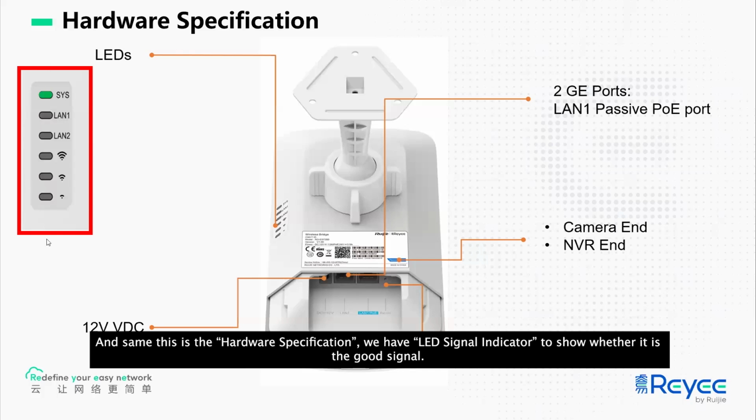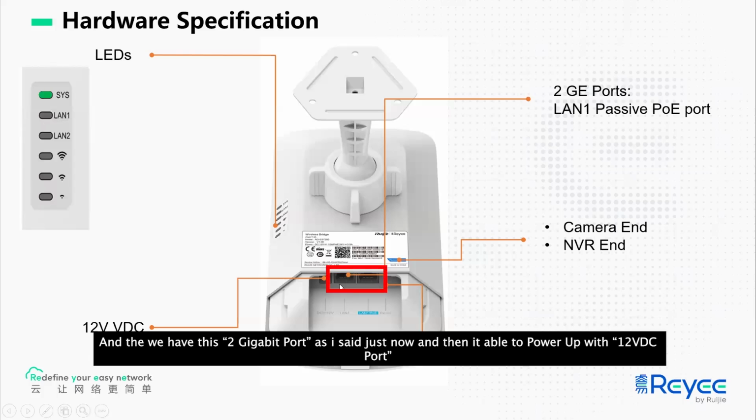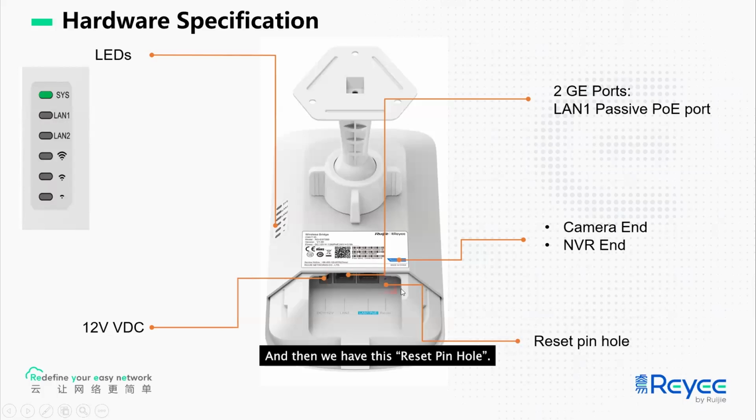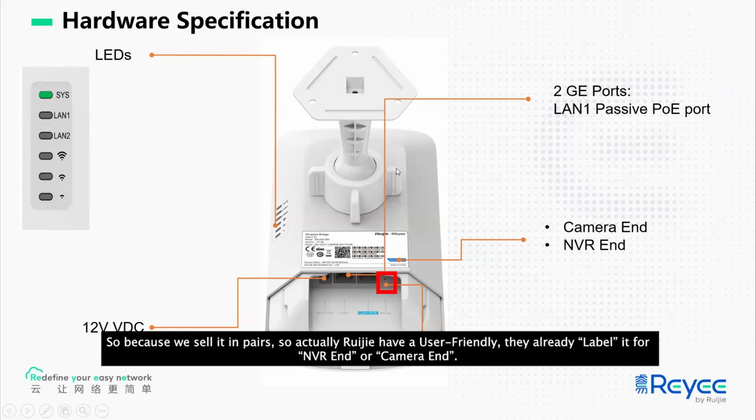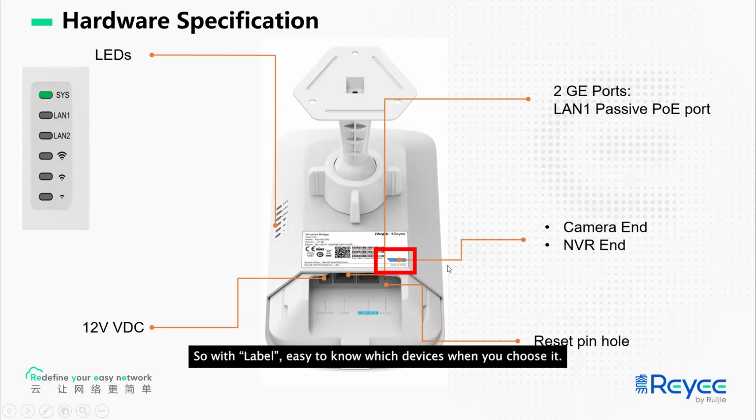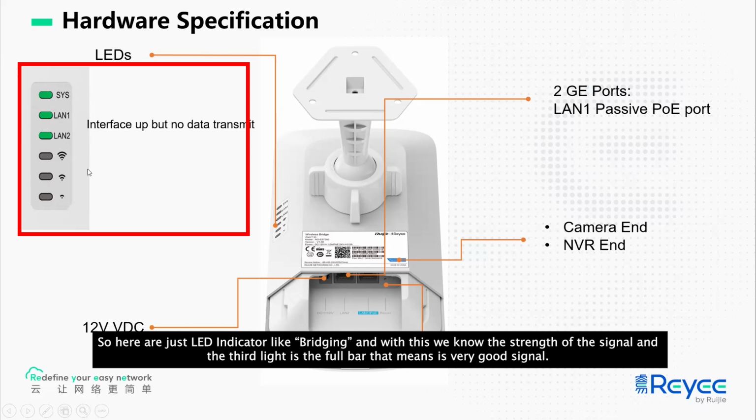We have this light indicator to show whether this is a good signal. And then we have this 2 gigabit port, as I said just now, and it's able to be powered using 12 volt DC as well. Okay, and then we have this reset pin hole. Because as we sold it in the past, Ruijie is actually very user friendly. They already labeled it, like the recorder end or camera end. So it's easier for those SI to know which device is which. So here I'm just showing some of the indicators.